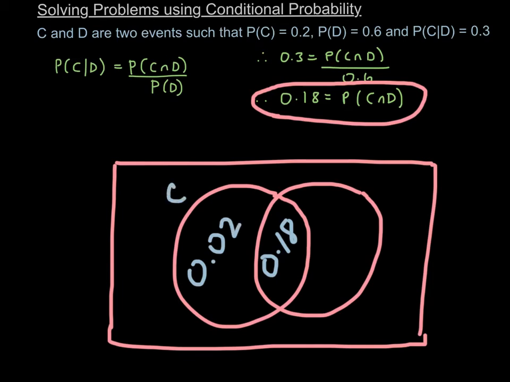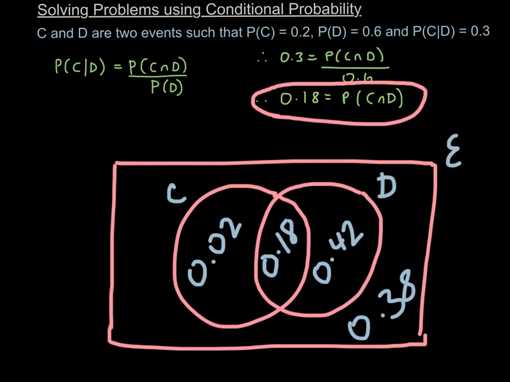Probability of C is 0.2, so 0.2 take away 0.18 gives us 0.02, so we fill in that gap. Similarly, if we take away 0.18 from 0.6, we can get 0.42. Then if we add them up, 0.02 plus 0.18 is 0.2, add 0.42, it gives us 0.62. If we take that away from 1, we can say that this must be 0.38 outside. And that's the entire set.